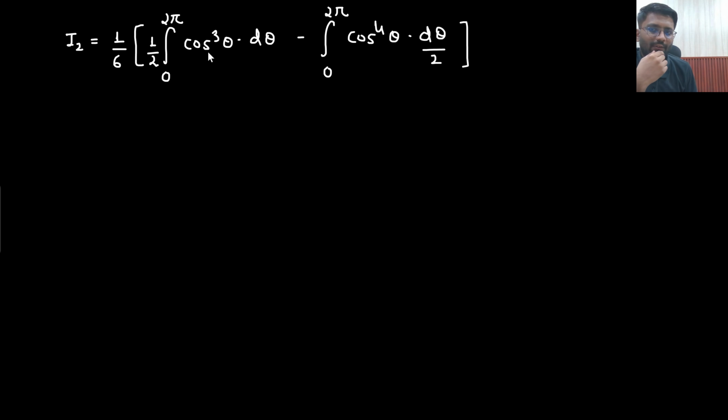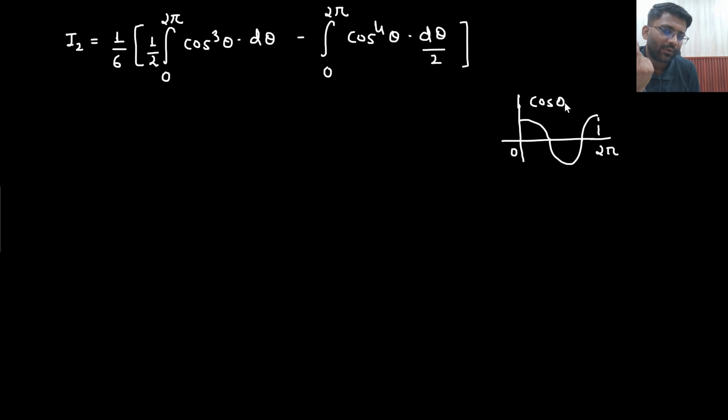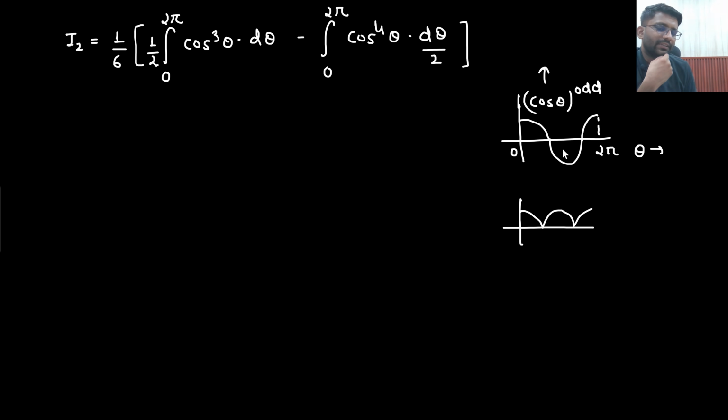Make the graph of cos cube theta from 0 to 2 pi. Make the graph of cos theta from 0 to 2 pi. This is the graph, no? If you make cos cube theta, that means cos theta to the power odd, then the same graph you will be getting, because negative will be negative only, positive will be positive only. And if you make cos theta to the power even, then what will happen? The negative part will become positive. This will be cos theta to the power even.